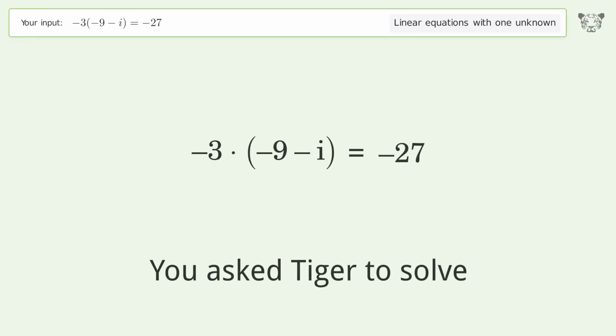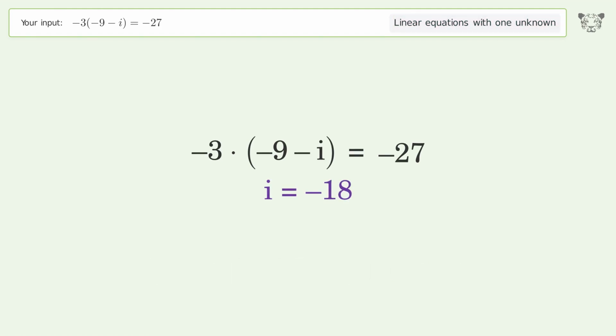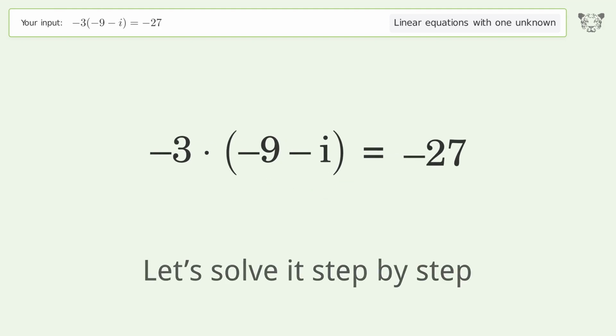You ask Tiger to solve. This deals with linear equations with one unknown. The final result is I equals -18. Let's solve it step by step.